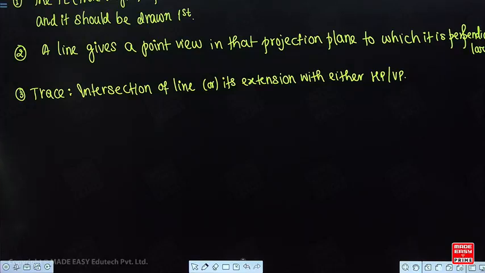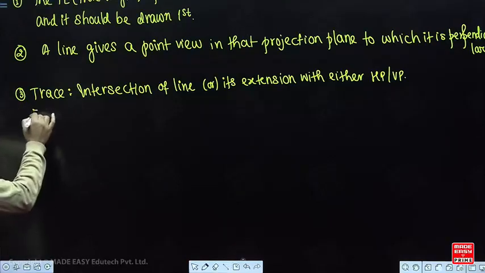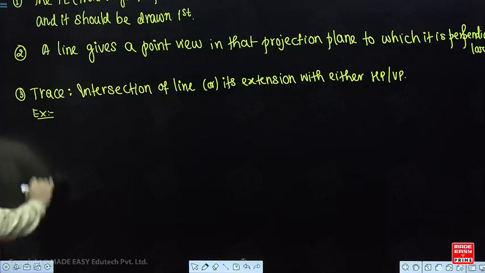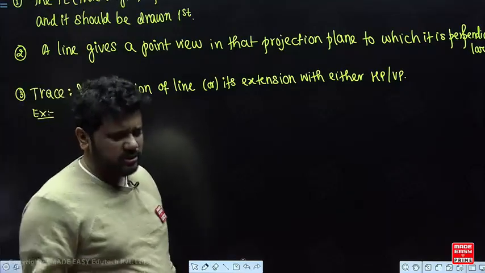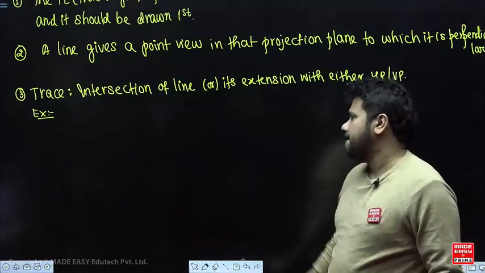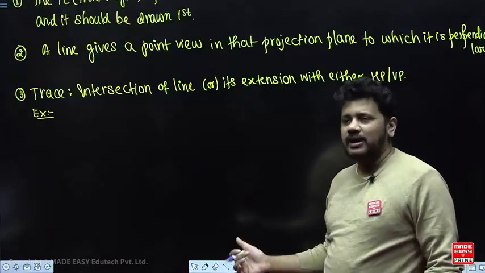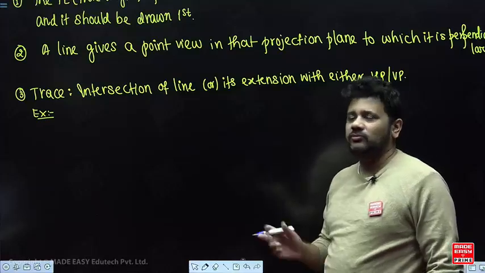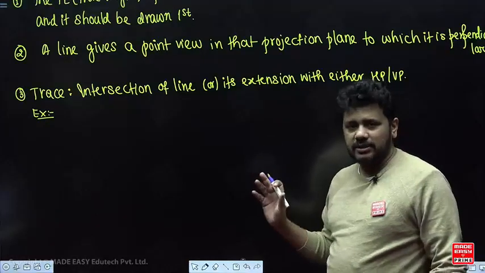ठीक है. Now coming to the third point, that is trace. What is trace? Trace is the intersection of line or its extension with either VP or HP. Now let us take an example to illustrate this one. This is very very important because questions are being asked from traces. So in I think 2022, this year or last year, I am not sure, one question came from the line also, and in 2017 also one question came from the line. So they are focusing on the trace.